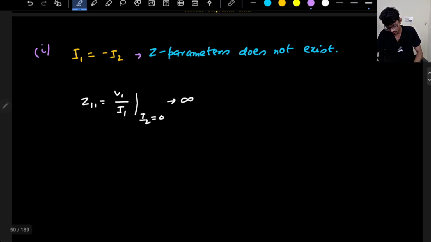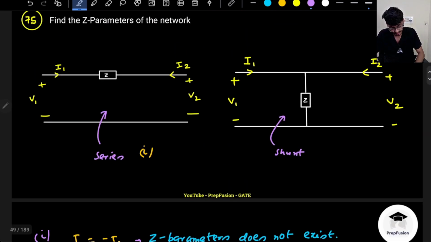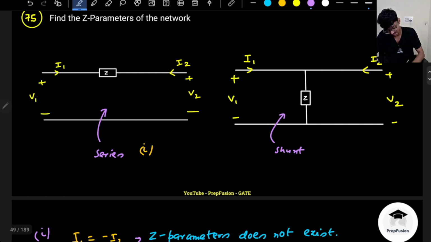Okay, so let's move on to the next part, that is the shunt element. For the shunt element, will the Z parameters exist? Yes, Z parameters will exist actually, because here my I2 and I1 are not totally dependent on each other.